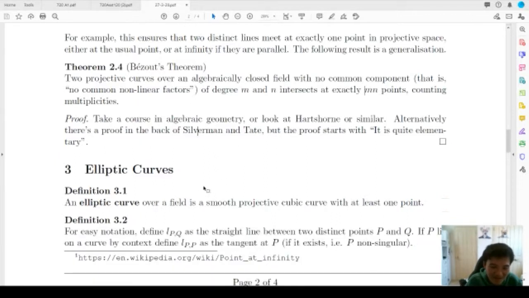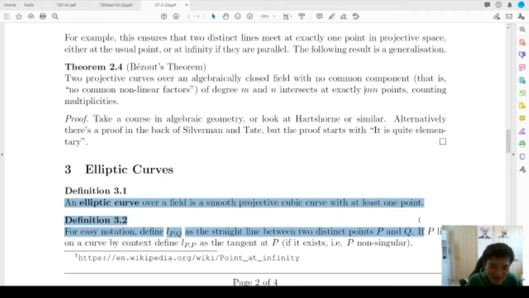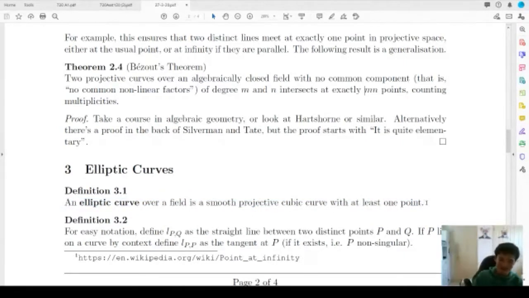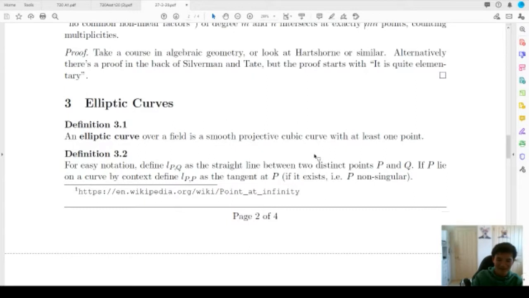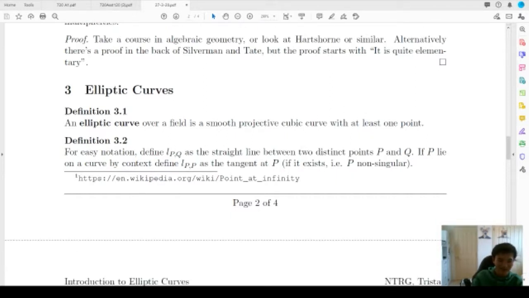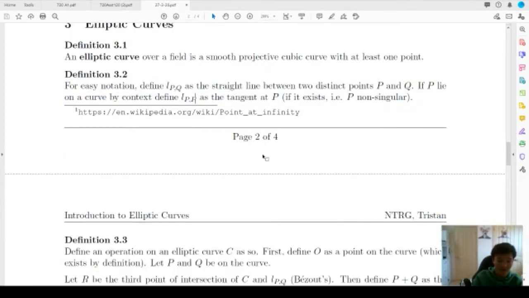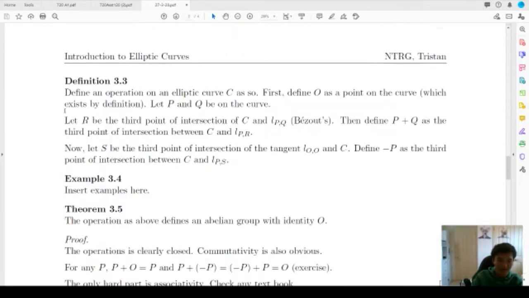But let's go on to the fun stuff, which is an elliptic curve. So an elliptic curve I'm going to define as a smooth projective cubic curve with at least 1 point on it. I don't actually know why I wrote with at least 1 point. It was in the definition I looked up. I think it was in Silverman and Tate. But basically, a bit of easy notation: I'm going to define L_{P,Q} to be the line between P and Q. That doesn't matter for now.